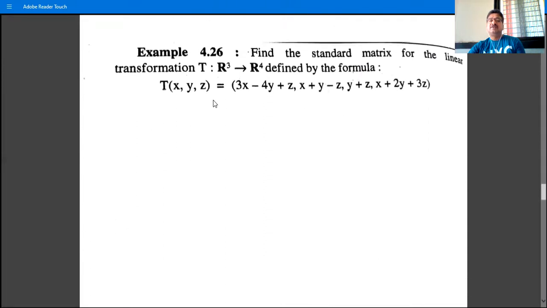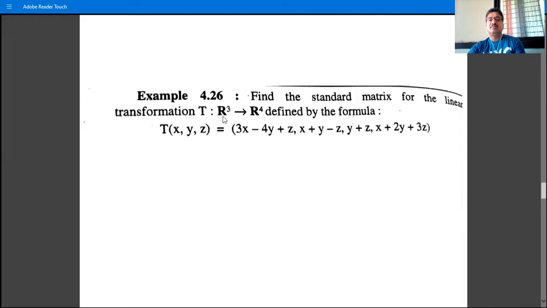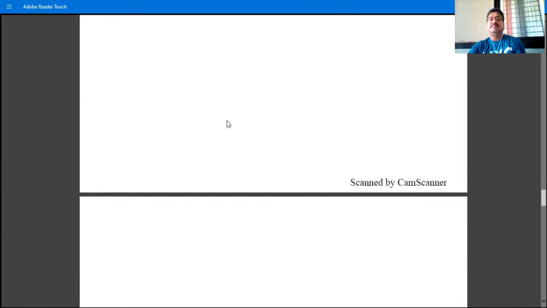Find the standard matrix for this linear transformation, which is from R3 to R4. Obviously this standard matrix contains 3 columns and 4 rows. So the rank of T plus the nullity of T in this case is equal to 3, because the dimension of the domain R3 is 3.